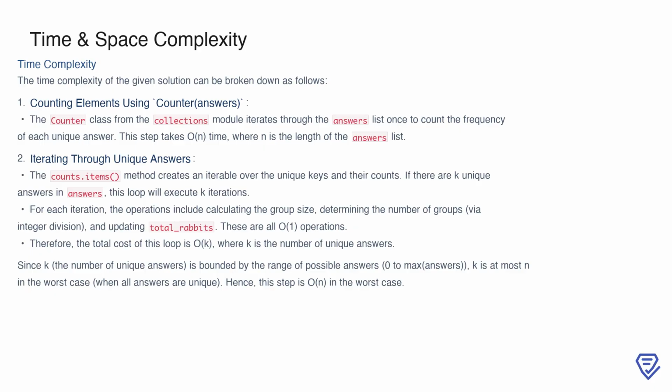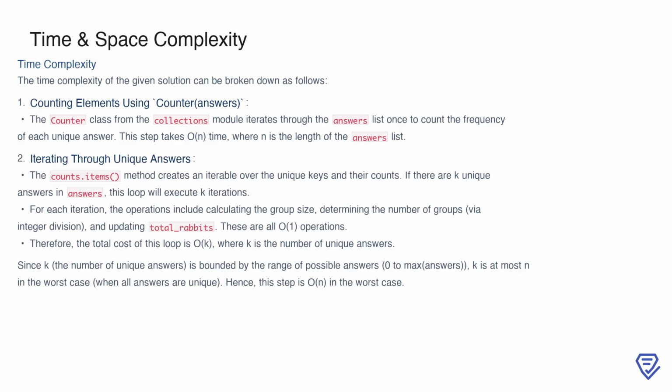The first step involves counting the frequency of each unique answer in the input list using the Counter class from the collections module. This operation iterates through the entire answers list once, which means it runs in O(n) time, where n is the length of the list. Next, we loop through the unique answers using the counts.items method. If there are k unique answers, this loop performs k iterations. Within each iteration, operations like calculating the group size, determining the number of groups, and updating the total count of rabbits are constant time operations, or O(1). Therefore, the total time for this loop is O(k).